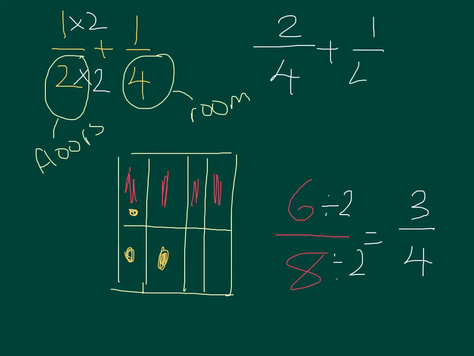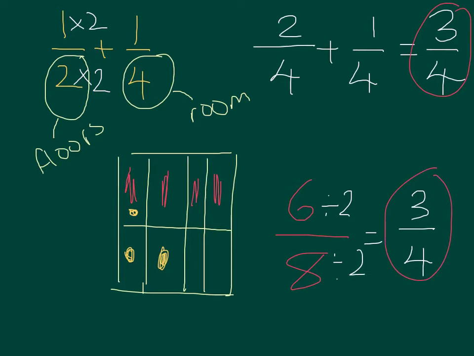Okay, and so again, then you go ahead and you add your top numbers and you leave your bottom, the denominator, the same. So your numerator gets added and your denominator stays the same, and you notice that your answers are exactly the same. Again, using the area model, drawing it out, versus actually using the rule.